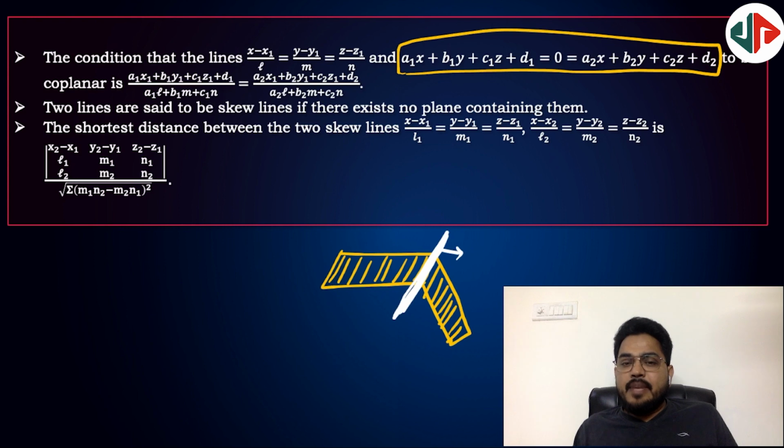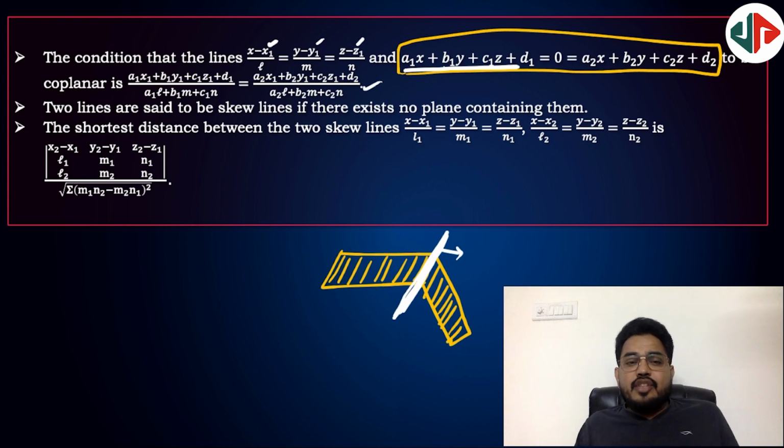The DRs will be the cross product of A1, B1, C1 and A2, B2, C2. And you randomly choose a point, and with that you are going to get the answer. Now, these two are coplanar. What you do, simply substitute x1, y1, z1 in the first plane, a1 x1 plus b1 y1 plus c1 z1 plus d1, and substitute in the second one. You are going to get the result.